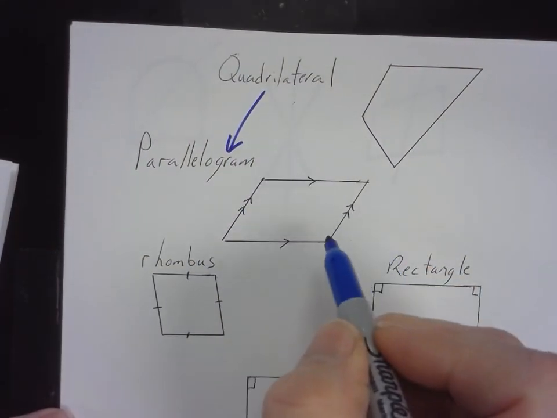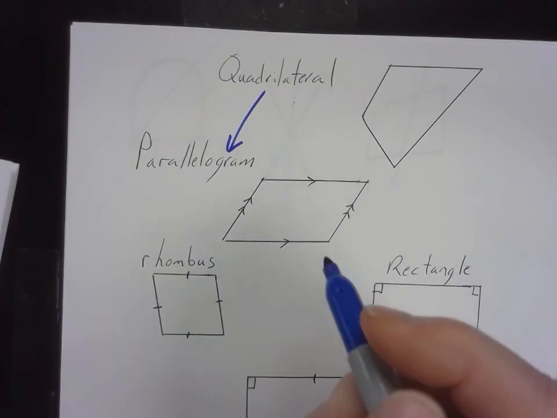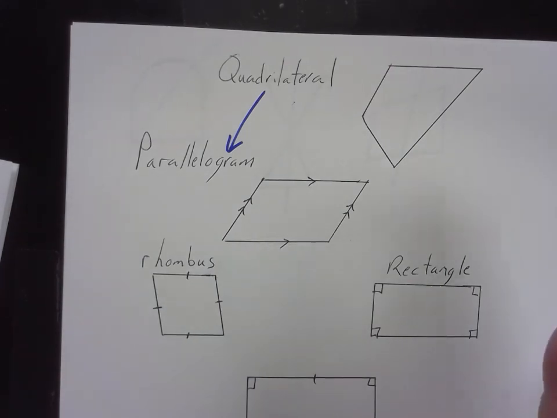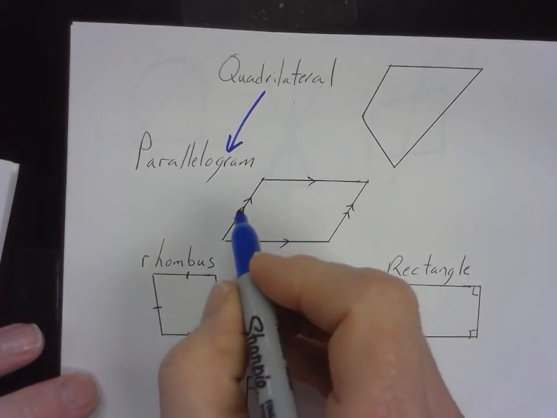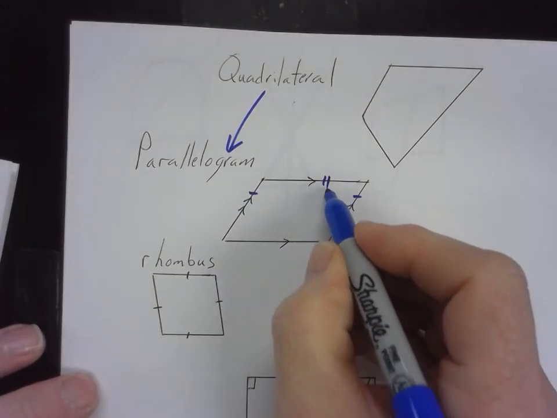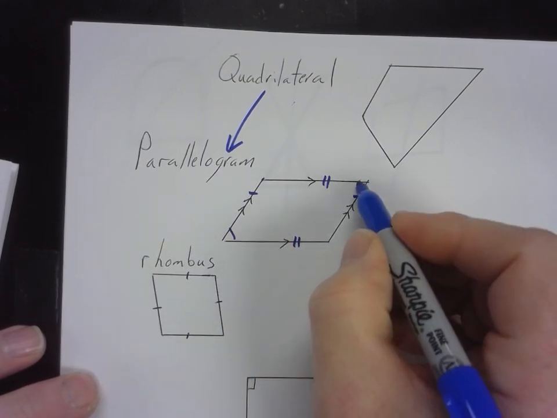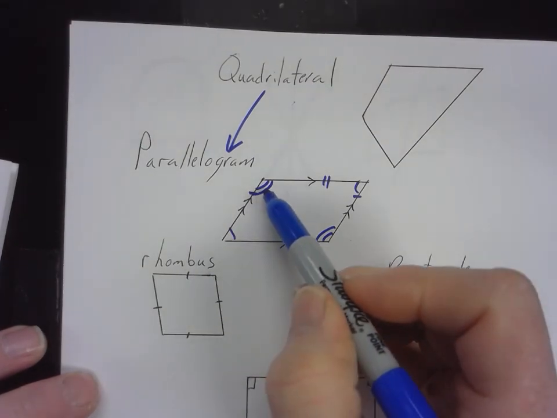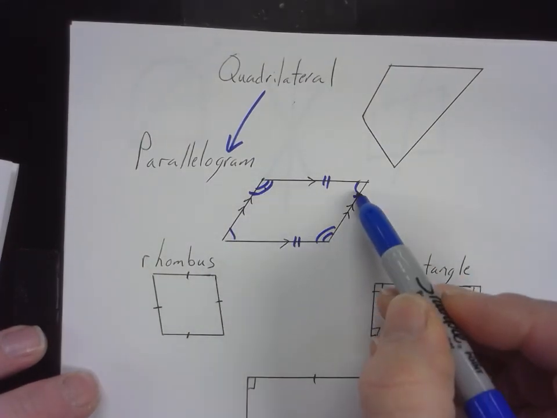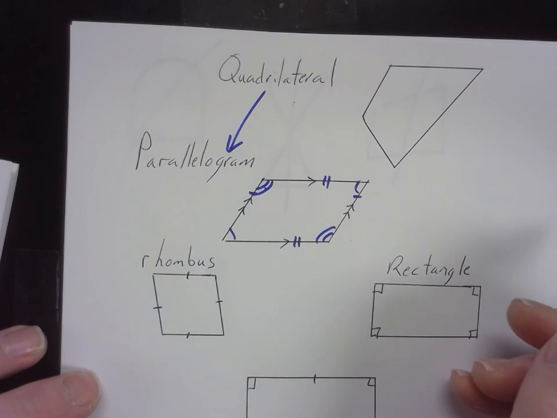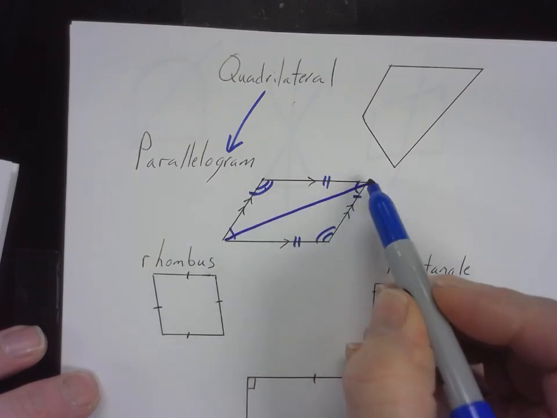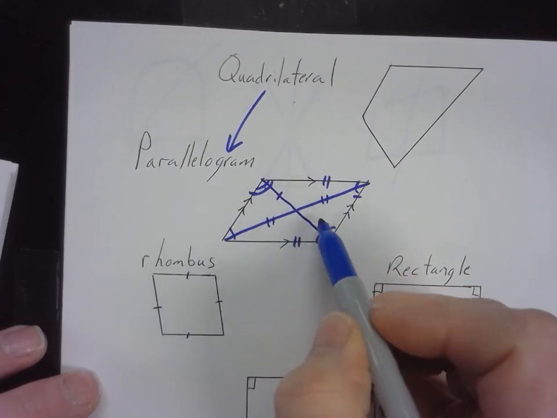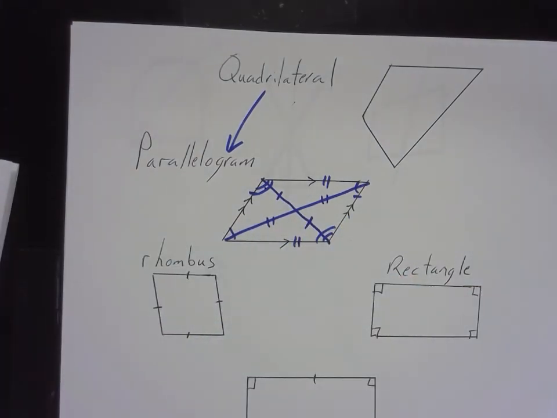It's a quadrilateral, and it has 2 pairs of parallel sides. And we know all this stuff about it. We know the opposite sides are congruent. We know the opposite angles are congruent. We know that all the consecutive angles are supplementary, right? And we know, what do we know about the diagonals? Yep, they bisect each other. So there's a whole bunch of stuff going on with the parallelogram.